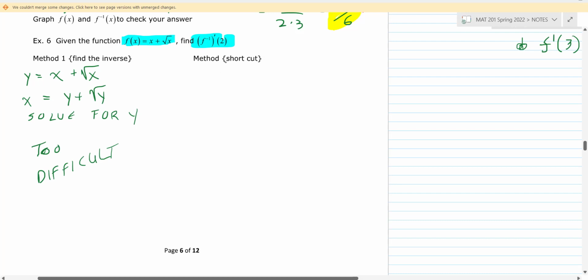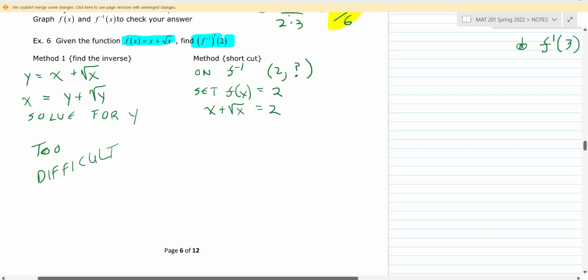So the shortcut, and this is what we're going to focus on most of the time, is that we have to do two things. On f inverse, we have a point (2, something). We don't know what that is. We don't even know what the inverse is, and we're not going to find the inverse. So we're going to set the function f of x equal to that 2, kind of working backwards to find what that number is. So we've got x plus the square root of x is equal to 2. So we need to see if we can solve this equation.